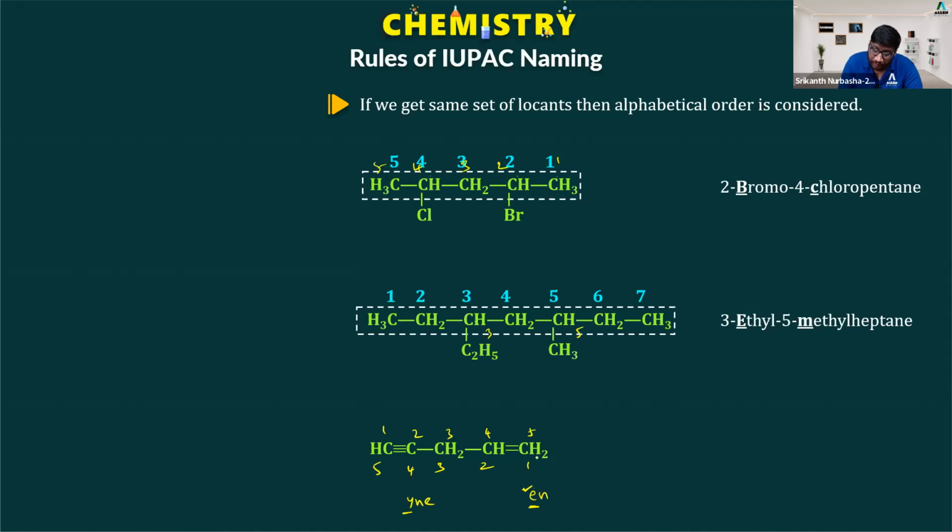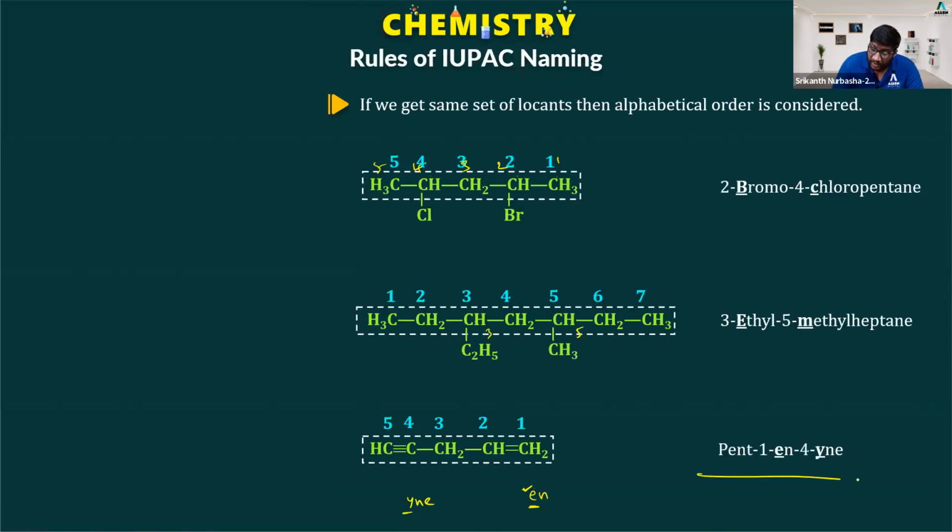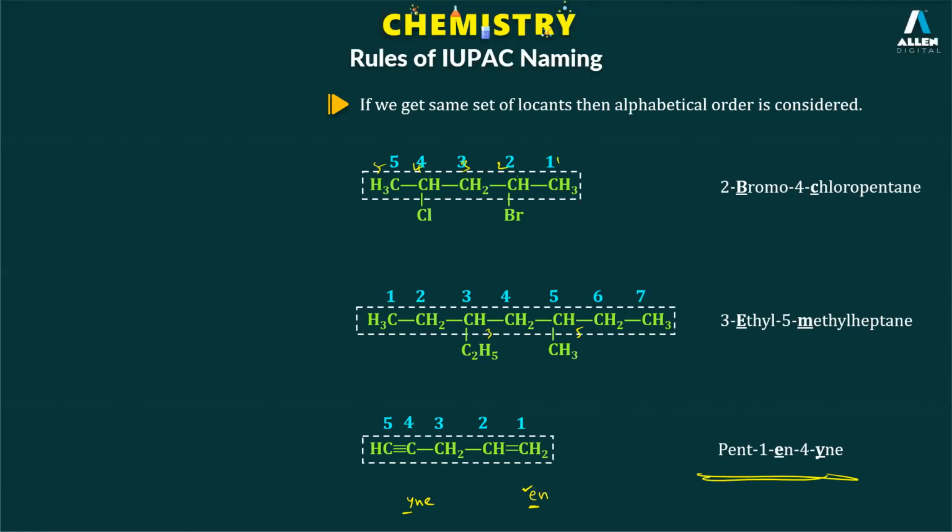So pent, 1, 2, 3, 4, 5, 5 carbons. So pent, on the first position you have ene. So pent-1-ene-4-yne. Yes or no? Everyone clear with these examples or not? Yes. Yes, sir. Yes, right.